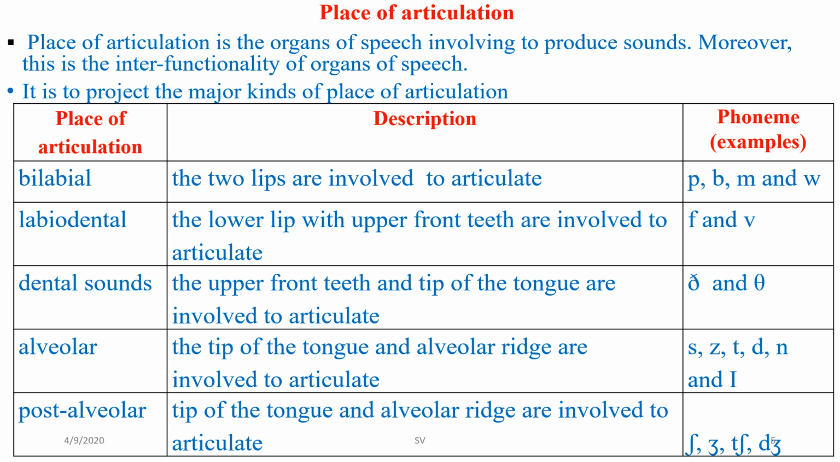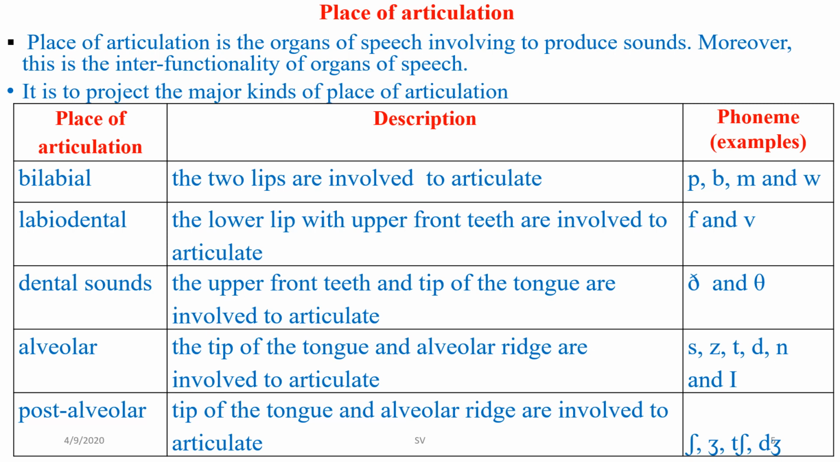Number two, labiodental. The lower lip with the upper front teeth are involved to articulate. The examples are f and v. Number three, dental sounds. The upper front teeth and the tip of the tongue are involved to articulate. The examples are th and th.